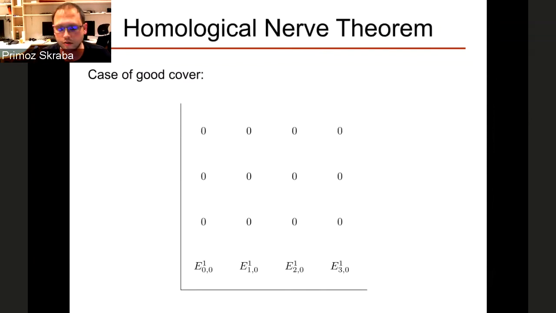Okay, so now let's take this machinery and try to prove the homological nerve theorem. Just a very simple case where we have a good cover. Let's look at the E1 page. Remember, the E1 page is just the homology of these little pieces. So it can't have any higher homology, because it has the homology of a point. So everything up here is 0, and then there are some things here.